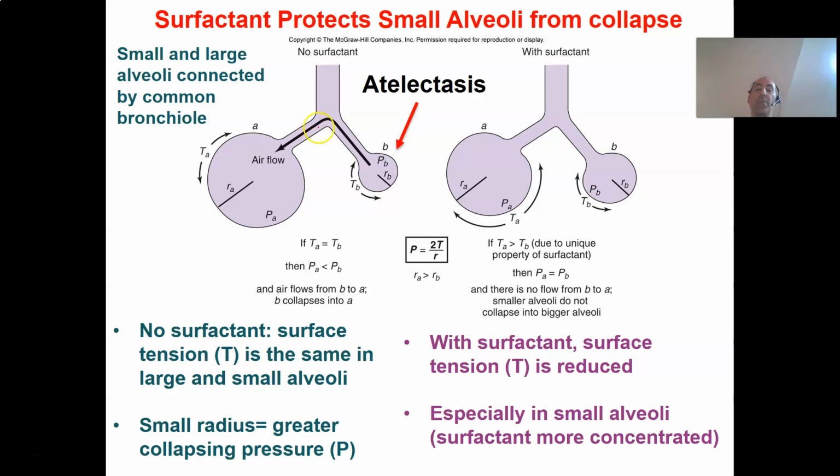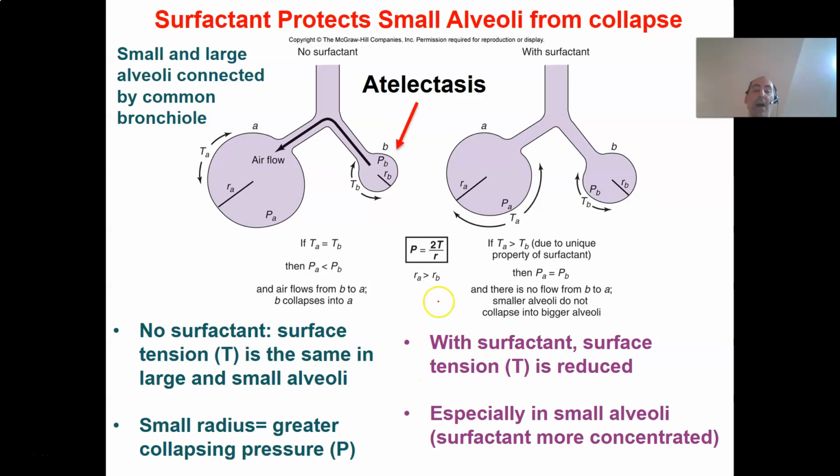If you have an example, and this is not unrealistic, where you have a bronchiole that connects a large alveolus and a small alveolus, you're going to have some issues with the small alveolus getting as much oxygen and getting rid of as much CO2 as it can, and with the small alveolus potentially collapsing much more easily than the large alveolus. So that's not good. So how does this come into play?